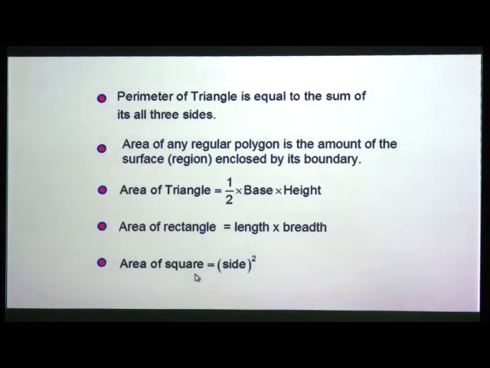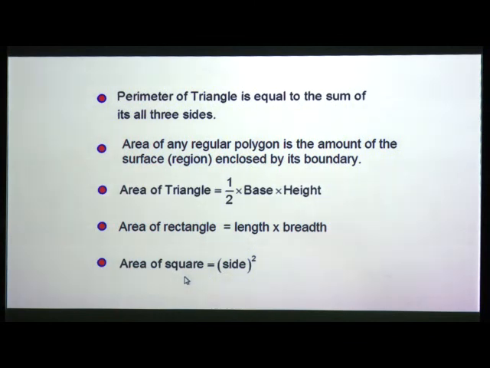Area of a square. In the previous sum we had considered one of the sides as A, we can consider a side as S, or we can directly write that the area of a square is equal to S square, or side square, because all the sides of a square are equal.